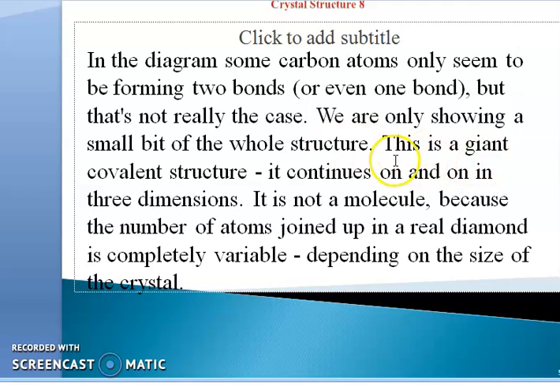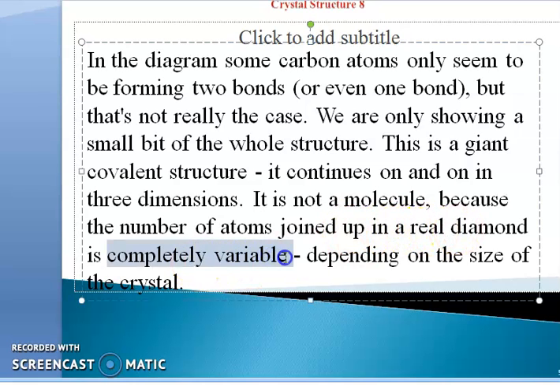So this is a giant covalent structure. It continues on and on in 3 dimensions. It is not a molecule because the number of atoms joined up in a real diamond is completely variable, and it depends on the size of the crystal.